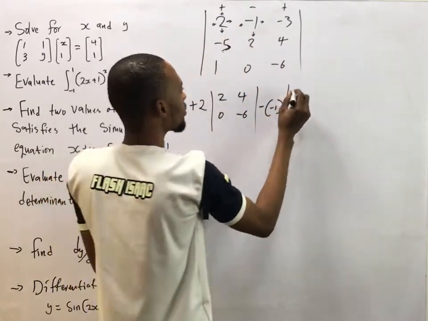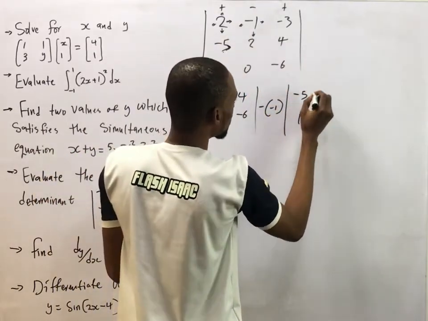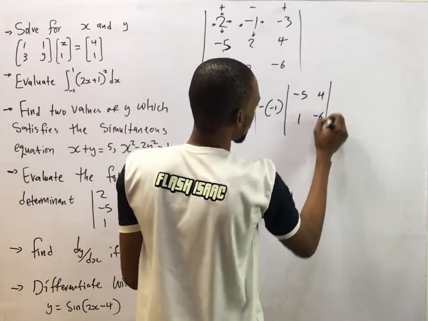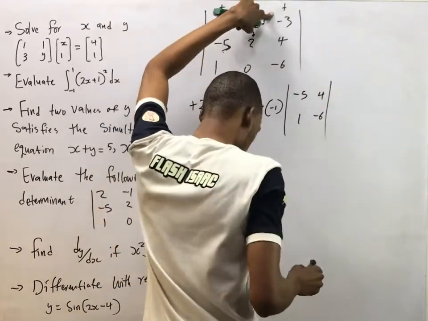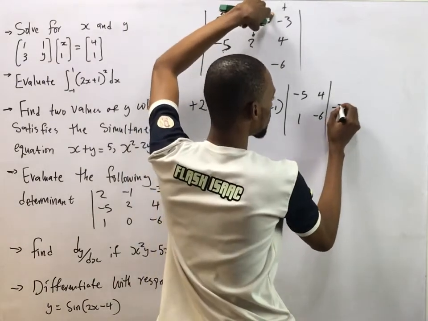So here and here it will be minus 5, 1, 4, minus 6. So here is plus minus 3. So which is minus 3.